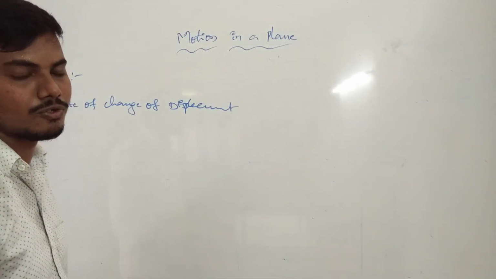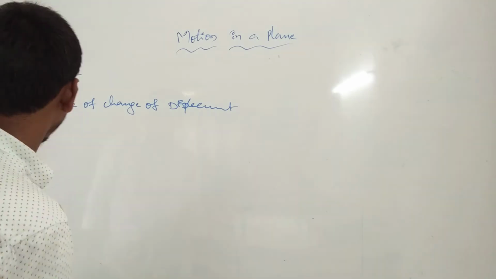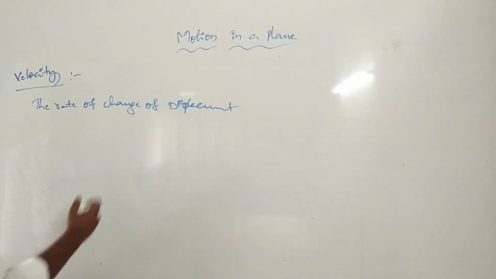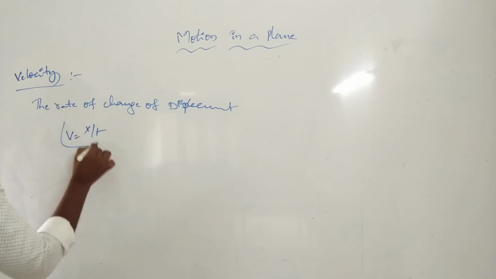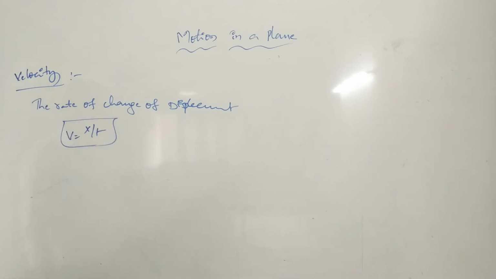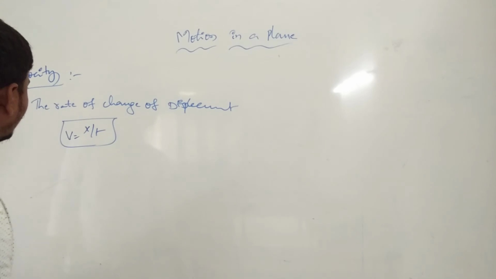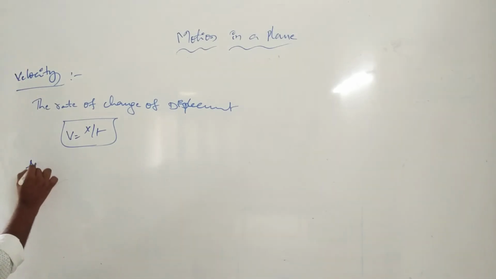Firstly, we can introduce the velocity of the position. Now right, we are going to average velocity. Since we are taking the velocity, v is equal to displacement by time period, v is equal to x by t. Clear one?